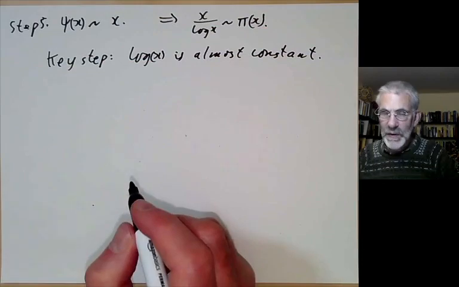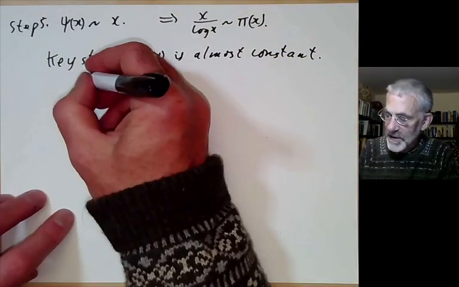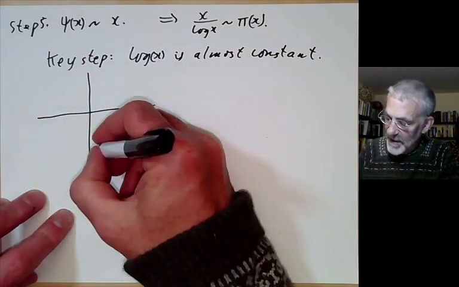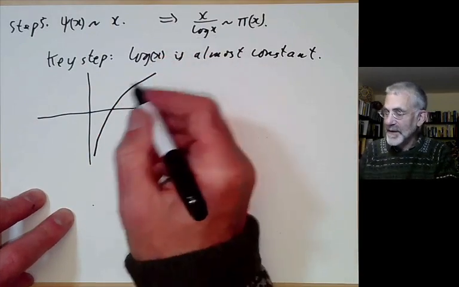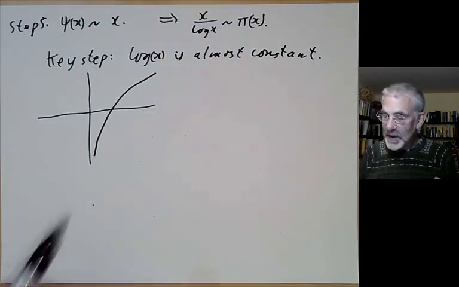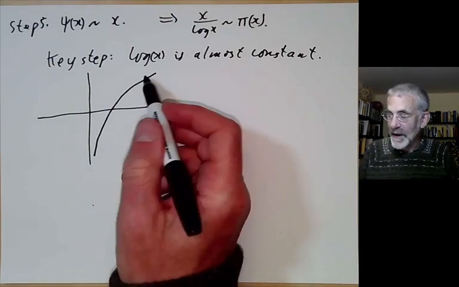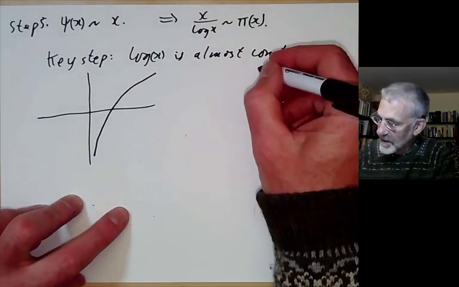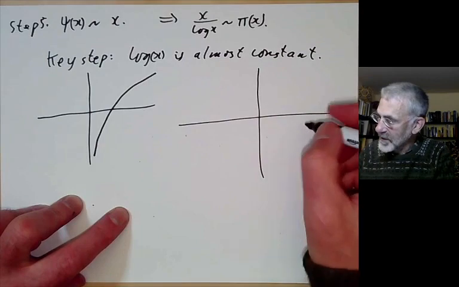Well, you probably don't think log of x is almost constant, because if you've seen graphs of log of x, it kind of looks a bit like that, and that is clearly not constant, nowhere near being constant. Well, that's because you haven't looked at a graph of log of x for really large values of x. So suppose I look at it at a really large scale.